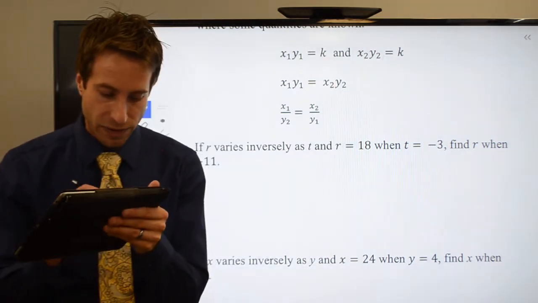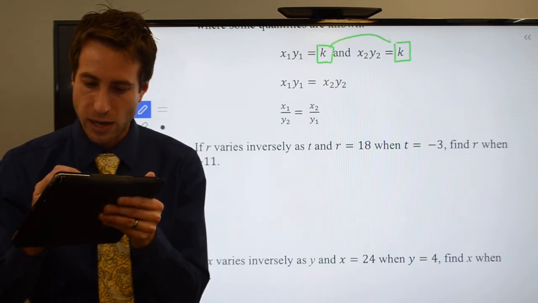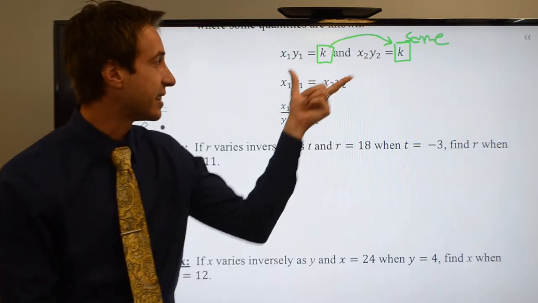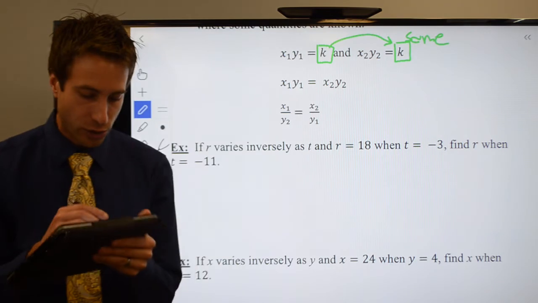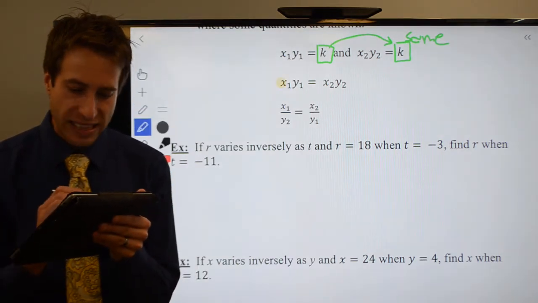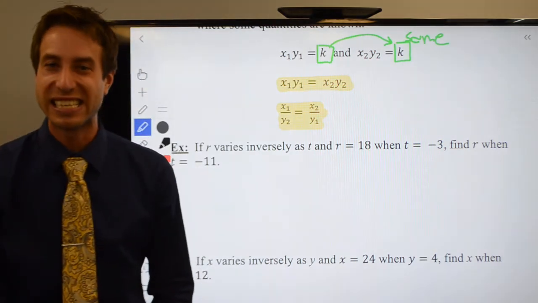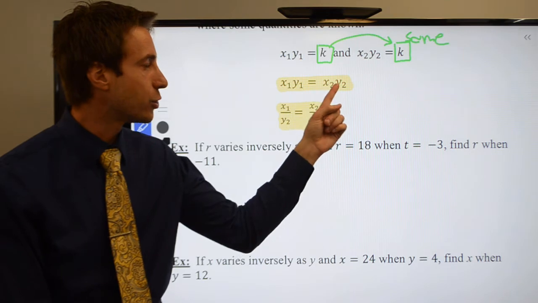Since that value of k has to be the same regardless of the value of x and y, we can go ahead and set these equal to each other. And here we go, I have a very useful formula. You can use either one of these. I don't really care which one you use, probably whichever one is easier for you to remember. x1 y1 equals x2 y2.